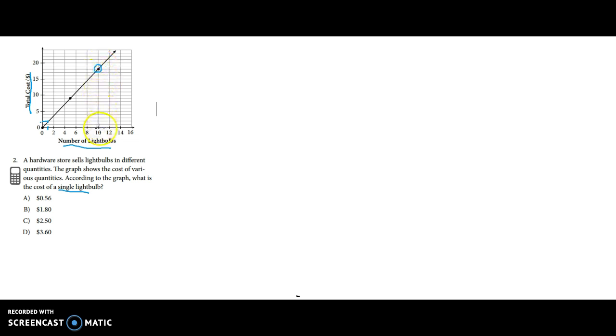At this point, that represents 10 light bulbs. So we have 10, I'm going to put L for light bulbs. 10 light bulbs is equal to, the cost is this line right here. Between 15 and 20, how many spaces are there? I think it's $1 a pop. 16, 17, 18, 19, 20. Yeah, it's $1 each. So that line right there represents $18. So the cost of 10 light bulbs is $18.